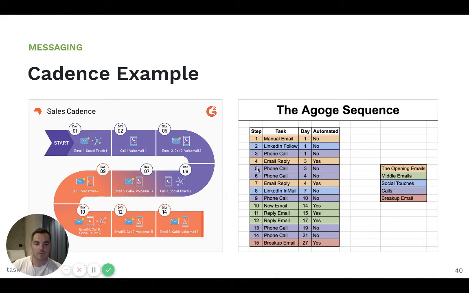And the one on the right is a sequence from Outreach.io, and this is how they work their sequences. I've got a lot of recommended reading for sequences, which I can share with you after.